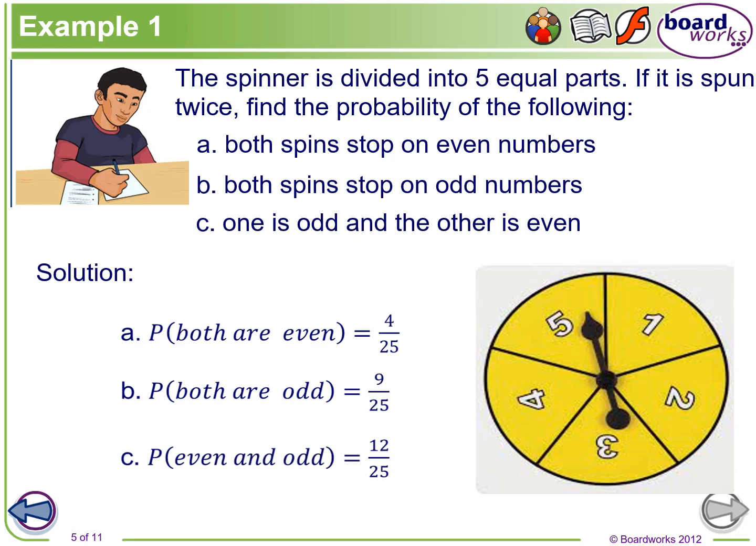And letter C, one is odd and the other is even. So an odd number, an even number, or even number, odd number, they're the same. So you will just count the results in the possibility diagram that I showed a while ago. There are 12 all in all over 25, so the probability that one is odd and the other is even is 12/25.